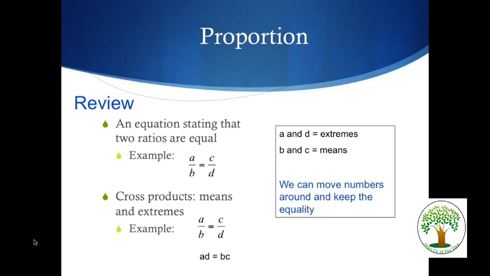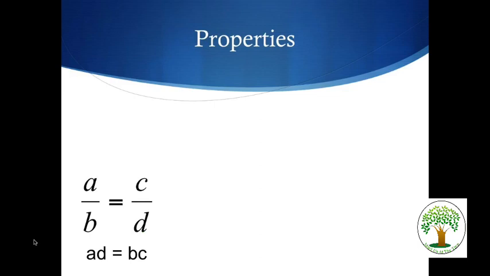We can move some numbers around and keep this ratio equal. It's really some cool things, and if you learn how to use them effectively, it can help you solve equations faster. Okay? I want you to notice, I've got the same thing on there as I had before.